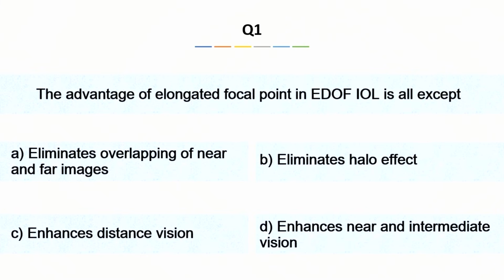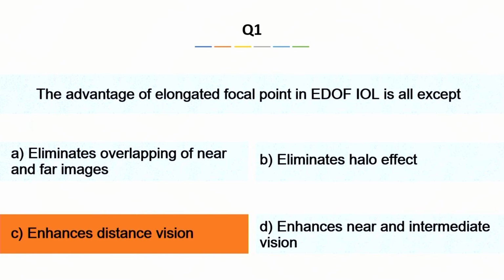After these beautiful talks by Dr. Shikha ma'am, Dr. Kunjal and Dr. Arulmozhi Varman sir, I think these are going to be very simple for you all. The advantage of elongated focal point in EDOF IOL is all except: option A, eliminates overlapping of near and far images; B, eliminates the halo effect; C, enhances distance vision; D, enhances near and intermediate vision. It's open to everybody, so the PGs or the consultants there. Option C, enhances distance vision. Excellent, that's the correct answer.